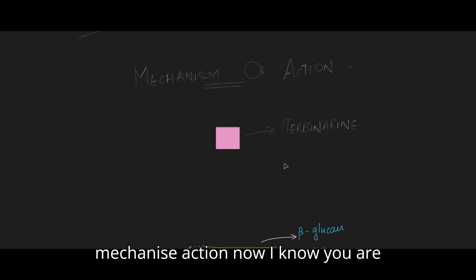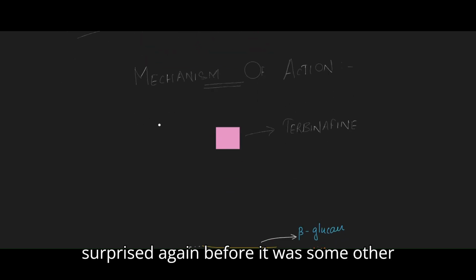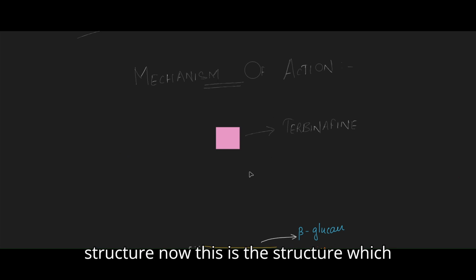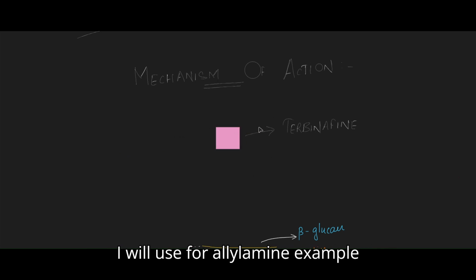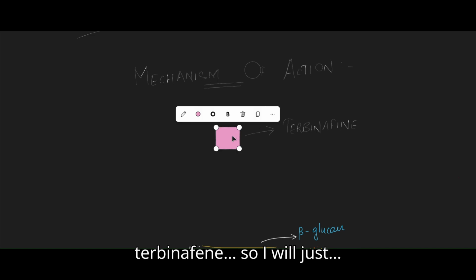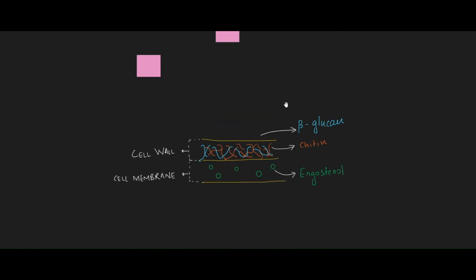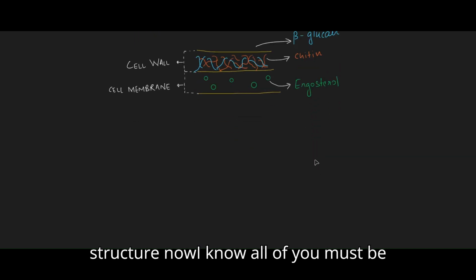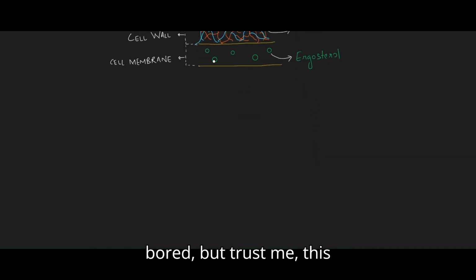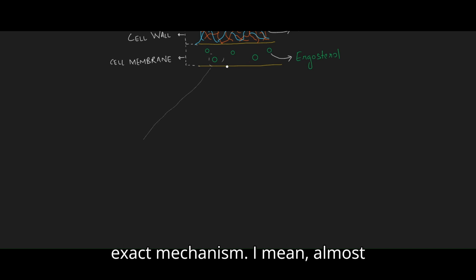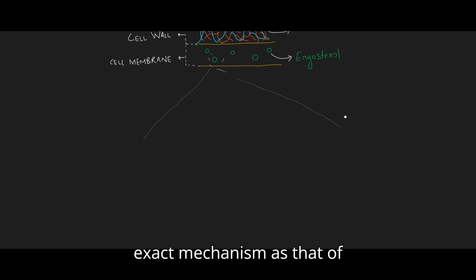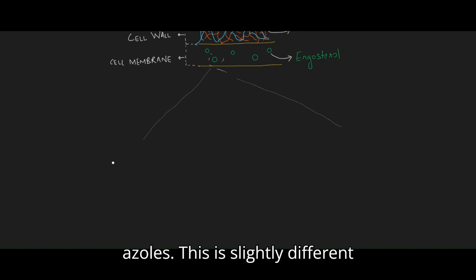Now its mechanism of action. Now I know you're surprised again. Before it was some other structure. Now I've changed the structure. Now this is the structure which I'll use for allylamine. Example, terbinafine. So I'll just duplicate this. So as you can see, this is a basic structure. Now I know all of you must be bored, but trust me, this allylamine follows almost the exact mechanism as that of azoles. This is a slightly different variation.